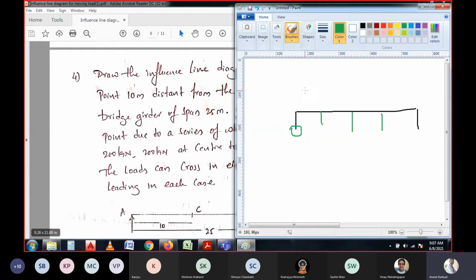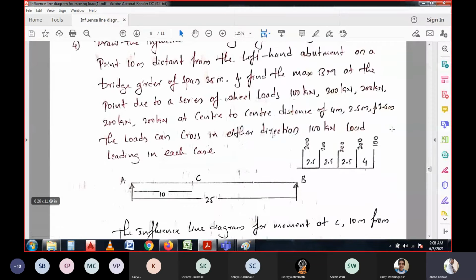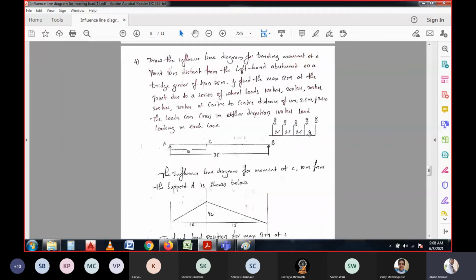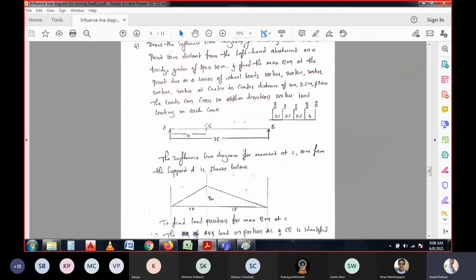So in the case the bridge is moving with a series of loads, when the series of load is moving, the 100 kilonewton load will be the leading one. That means that will be at the front, and at the same time, if the same load is moving from right to left, again the 100 kilonewton load will be the leading, just like a train of loads. So that is the question they have asked. So in this question, we need to calculate the bending moment at the point C, which is 10 meter away from the left hand side, left support or the abutment.